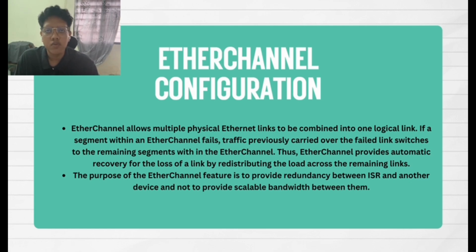So the first one is the function of EtherChannel. EtherChannel allows multiple physical Ethernet links to be combined into one logical link. If a segment within the EtherChannel fails, traffic previously carried over the failed link switches to the remaining segments within the EtherChannel. The EtherChannel provides automatic recovery for the loss of a link by redistributing the load across the remaining links. The purpose of the EtherChannel feature is to provide redundancy between a switch and another device, and not to provide scalable bandwidth between them.